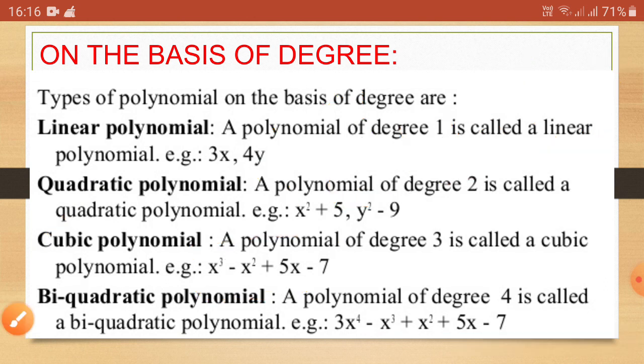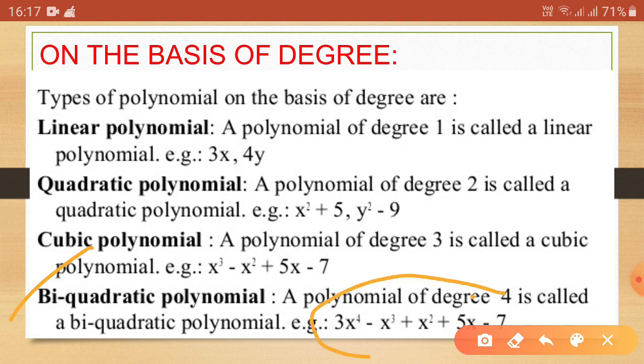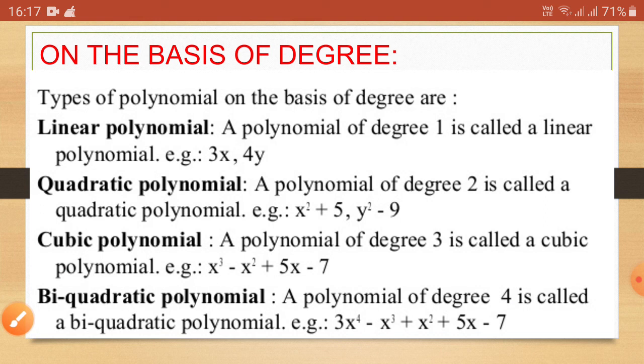Okay, now the last type is biquadratic polynomial. In any expression, if the power of any variable is 4, greater than 3, then it is known as the biquadratic polynomial. Like this example, 3x to the power 4 minus x to the power 3 plus x to the power 2 plus 5x minus 7. The highest power or exponent of the variable x is here 4. So it is known as the biquadratic polynomial.